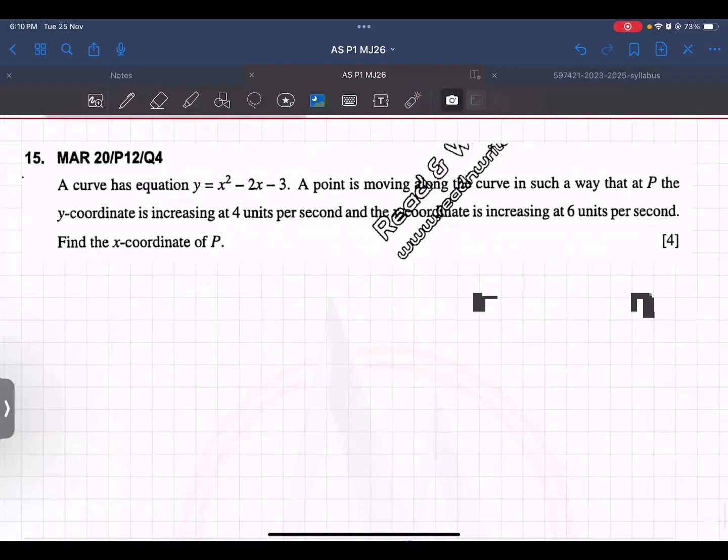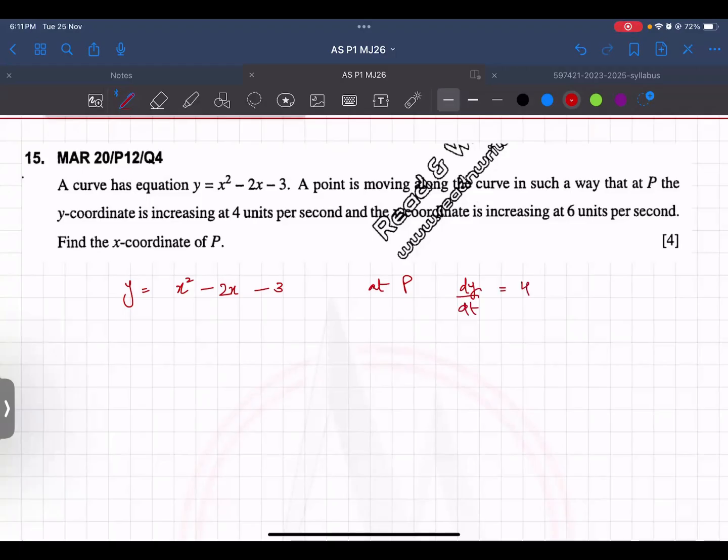Okay, this is the last one I'm doing, and then the next one you people will do. A curve has this equation: y equals x square minus 2x minus 3. A point is moving on the curve in such a way that the y coordinate is increasing at 4 units per second, so they have given you dy by dt, and the x coordinate is increasing, so they have given you dx by dt as well. It is 6. And then find the x coordinate of P.